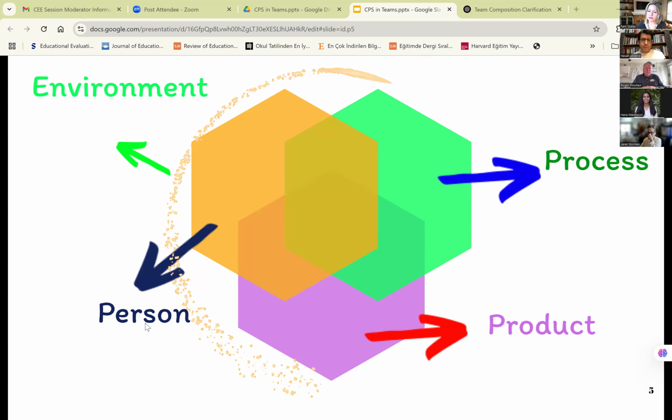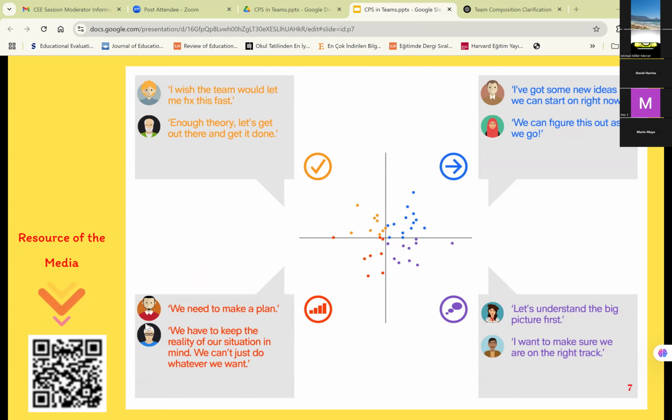People who are generators say, I've got some new ideas we can start on right now. Or people who are conceptualizers say, let's understand the big picture first. People who are optimizers say, we need to make a plan. We can't just do whatever we want. And people who are implementers say, enough theory. Let's get out there and get it done.